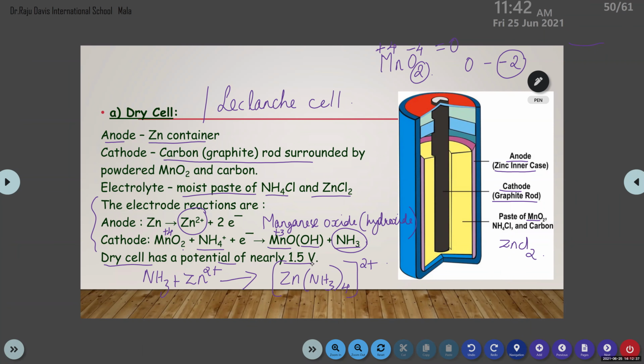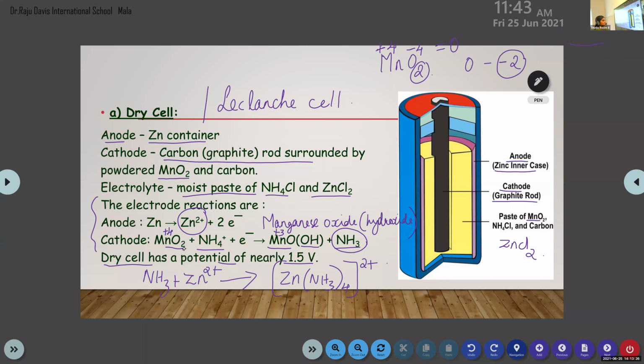This is clear? Ma'am, why is the powdered manganese not getting mixed with the paste? Here it is used as a catalyst, or to make the surface area more, to make the reaction faster, and it is reacted together with this carbon. Steffi, your question is why the powdered manganese oxide is not mixed with the electrolyte when placed together. Here, on the outside of this graphite rod, it's already mixed. That's why this reaction takes place. Manganese oxide is reactive with NH4+. This is clear?